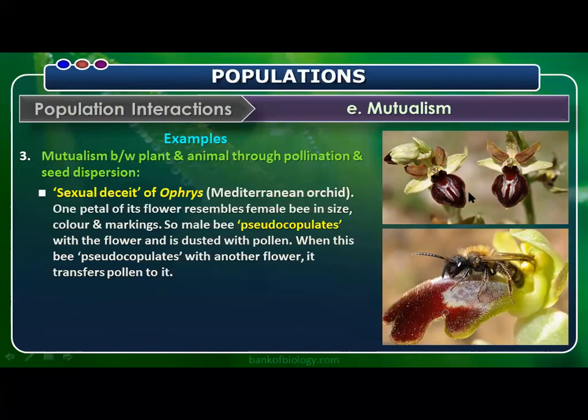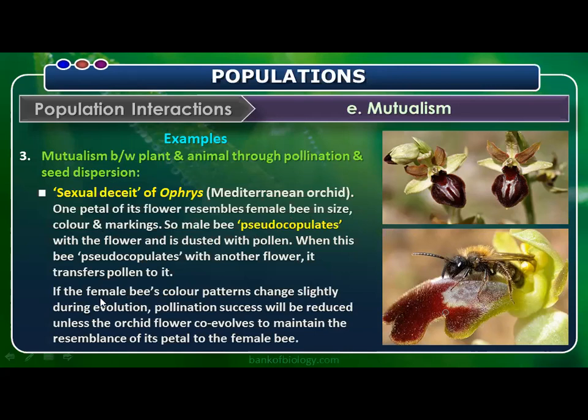You can see the flower itself is modified like a female bee. One petal of the flower resembles a female bee in size, color, and markings. So the male bee, feeling that it is a female bee, pseudocopulates with the flower and is dusted with pollen. When this bee pseudocopulates with another flower, it transfers the pollen to it. So that is what you call sexual deceit. If the female bee's color pattern changes slightly during evolution, the pollination success will be reduced unless the orchid flower co-evolves to maintain the resemblance of its petal to the female bee.